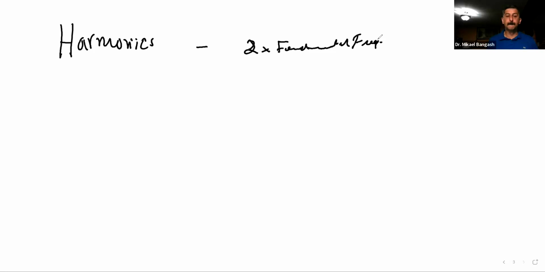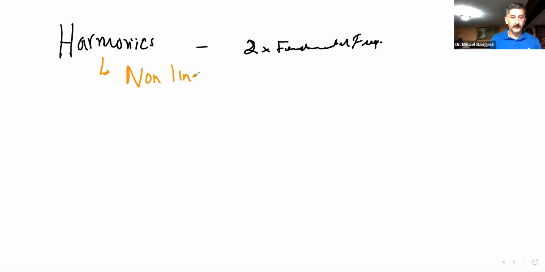Is that clear? Now, what the harmonics are going to possess or display is certain specific characteristics. One thing that harmonics display will be a non-linear behavior.